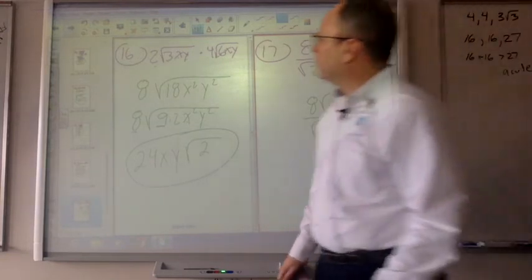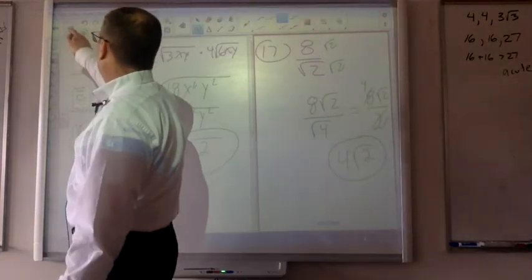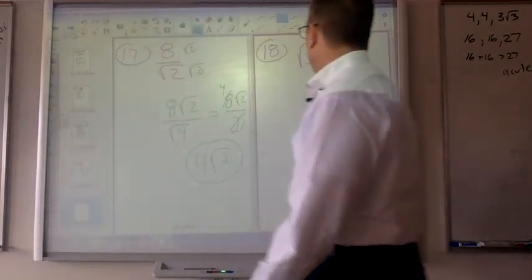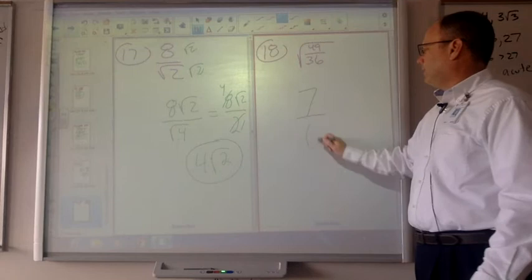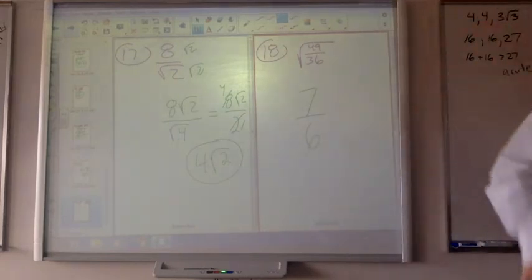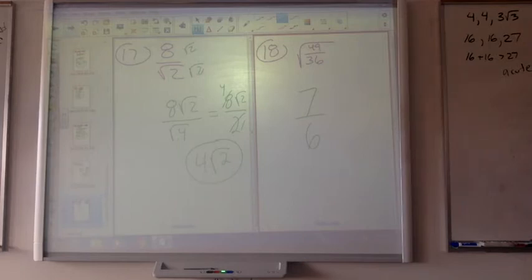Last one? For 18, you just simplify it? I don't know. Look at it. Oh, shoot, yeah. What is that? 7 over 6? Really? Done. Wait, do you not have to carry the little bracket thing? No, because I took the square root of 49, which is 7. Square root of 36 is 6.